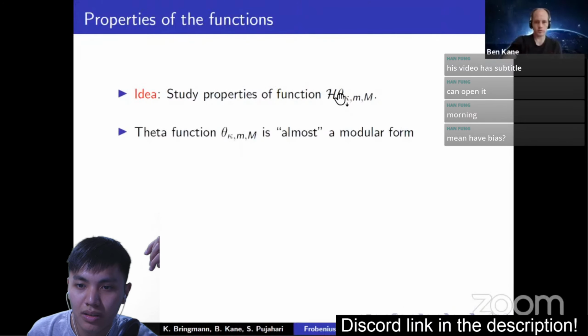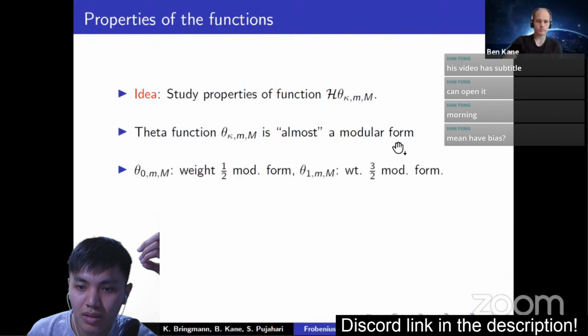Now this theta is almost a modular form. If I put kappa is 0, it is a modular form of weight 1/2 on some group. And if I put kappa equals 1, it's also a modular form of weight 3/2 on some group. So as Ken described it, he started with these, and then he used something called Rankin-Cohen brackets to go up in weight. And so he was really dealing with modular forms.